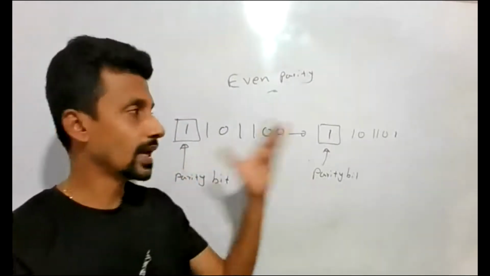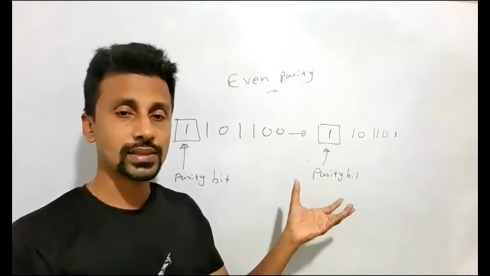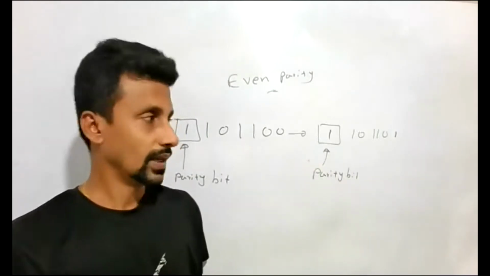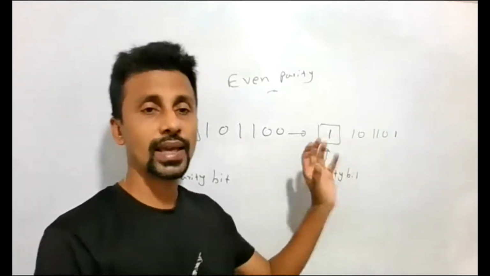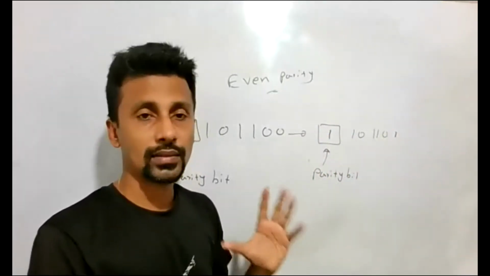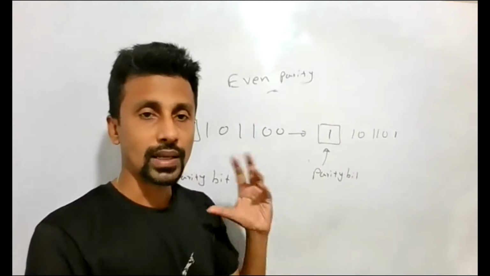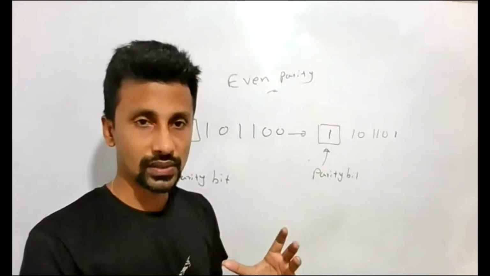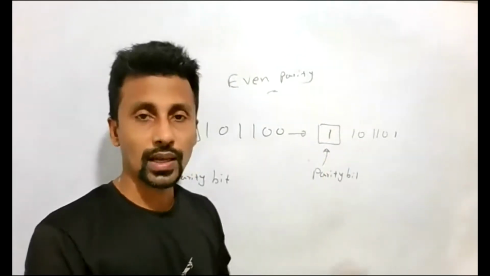Now we have to communicate with that device. We are using even parity. So when the data reaches their side, they check how many ones are there. It comes to 5. 5 is an odd number. But in our communication, we are using even parity, but we are getting 5 ones.